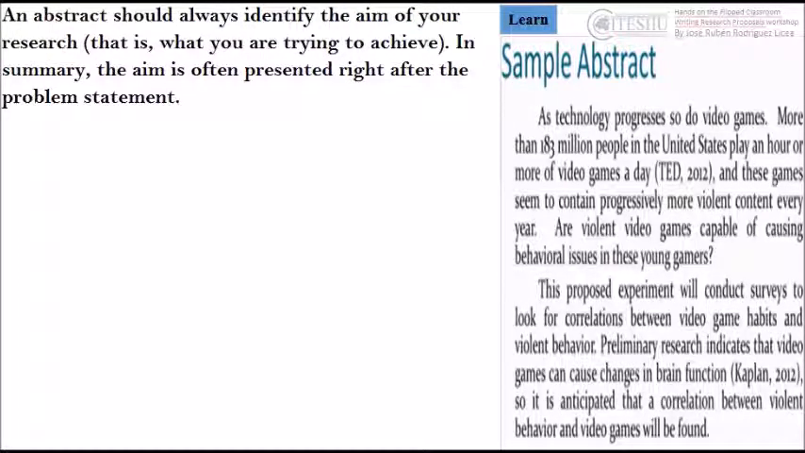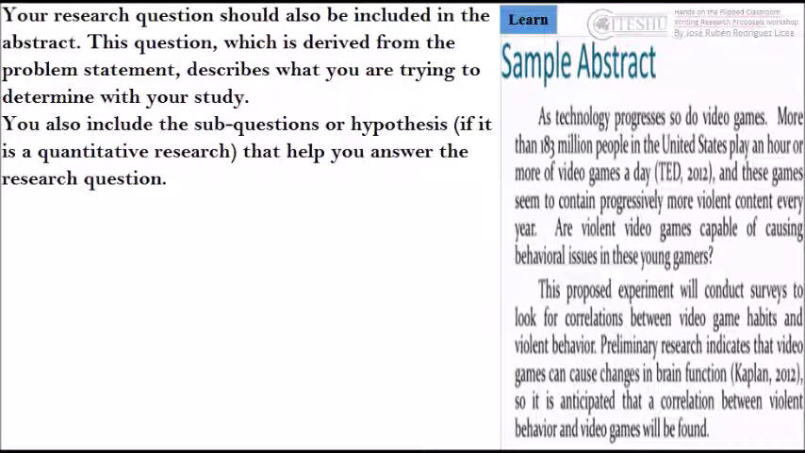An abstract should always identify the aim of your research, that is, what you are trying to achieve. In summary, the aim is often presented right after the problem statement. Your research question should also be included in the abstract. This question, which is derived from the problem statement, describes what you are trying to determine with your study. You also include the sub-questions or hypothesis, if it is a quantitative research, that help you answer the research question.